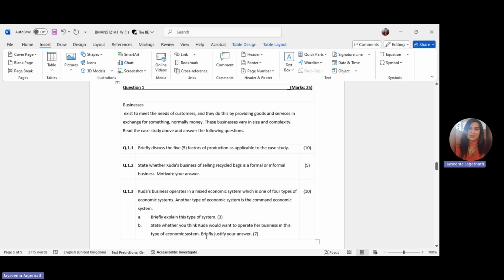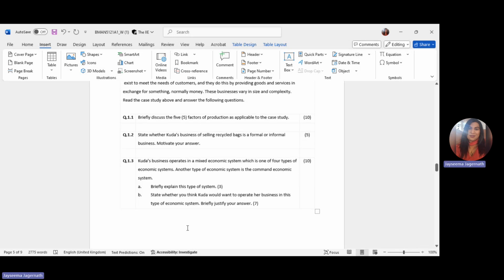You need to state whether Kuda's business is formal or informal. Remember, your formal businesses are businesses that are registered and contribute towards the GDP, while your informal businesses are more your vendors and traders. Unless the case study states that this is a formal or informal business, you're going to have to look for those hints. And then just important to remember from learning unit 1 is the type of economies that we have: four types, your traditional, your command, your market, and your mixed.